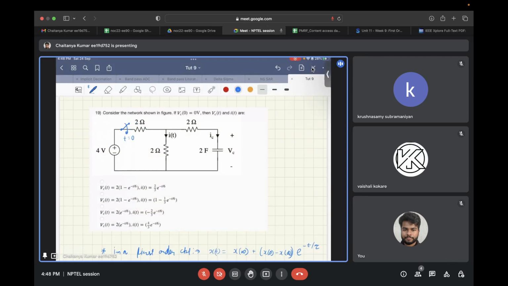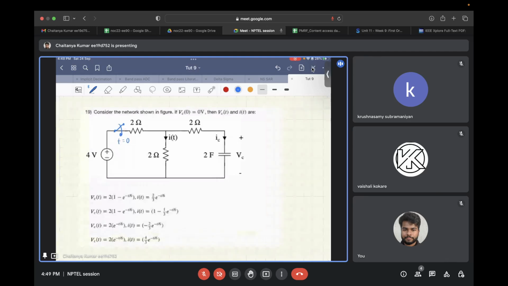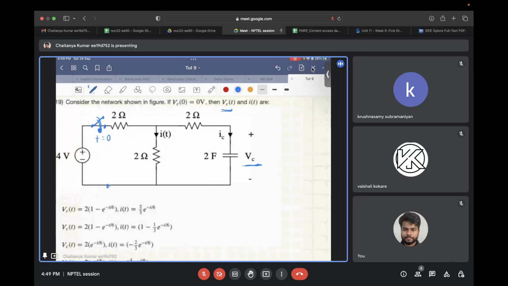In this question, you have been given the following circuit. Again, this is a first order circuit, and at t equal to 0, the switch is closed, and this 4-volt voltage source becomes the input of this network. Just before t equal to 0, the initial condition of this capacitor is given as 0 volts, and you need to find the equation with respect to time for VC, the voltage across the capacitor, as well as the current through this 2 ohm resistor.